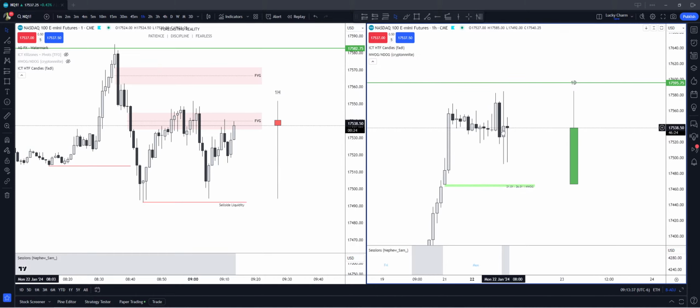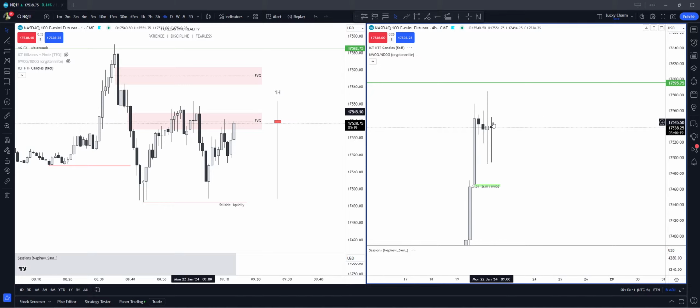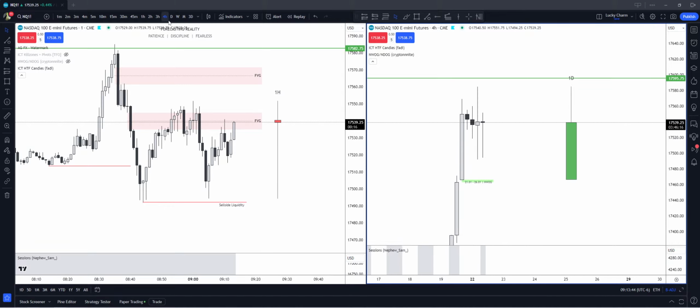And I'm not necessarily in favor of shorts because the narrative is still bullish, so I have to stay in line with what the parent is telling me to do.